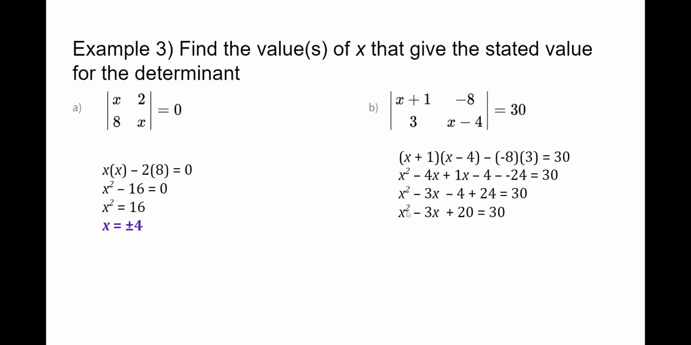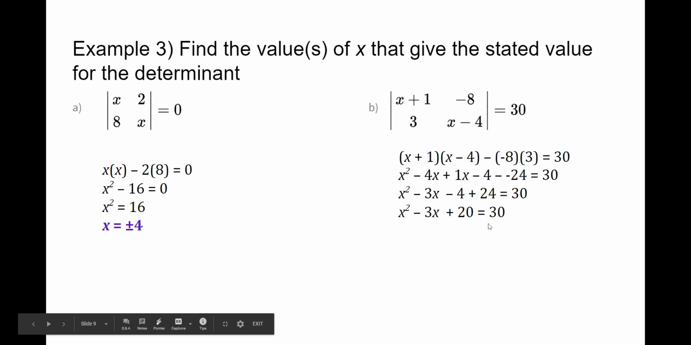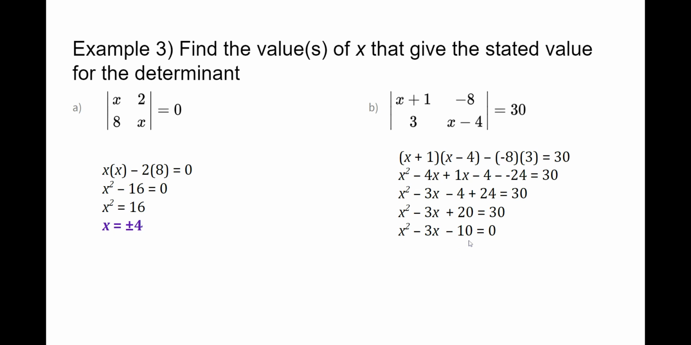Now, this time we have a quadratic term and a linear term, so we can't use the trick that we used over here with the square root property. We're going to need to get one side to equal 0 and solve this by factoring, or you could use the quadratic formula for those of you that are big quadratic formula fans. So to get one side to equal 0, I'm going to subtract 30 from both sides. So now I have x squared minus 3x minus 10 is equal to 0.